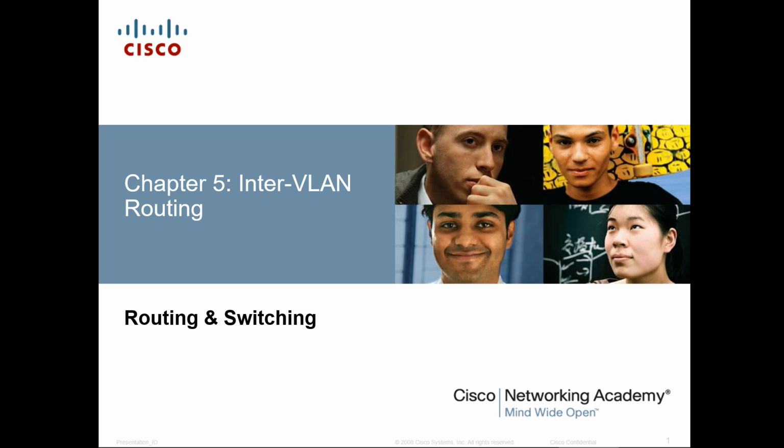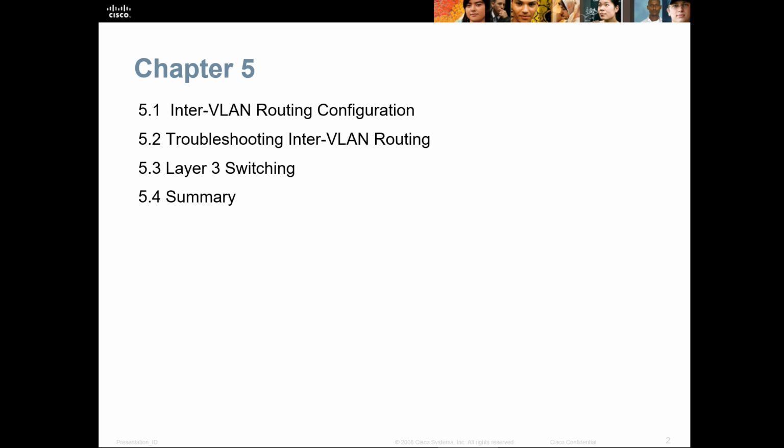Welcome to Routing Essentials. This is going to be dealing with Chapter 5, Inter-VLAN Routing. Alright, so what is Inter-VLAN routing? Inter-VLAN routing is the routing between VLANs. And a big part of that is how to configure it, how to troubleshoot it, as well as what are some Layer 3 switching technologies.